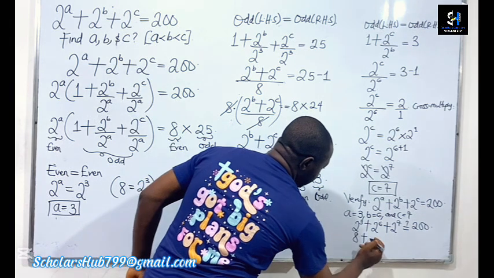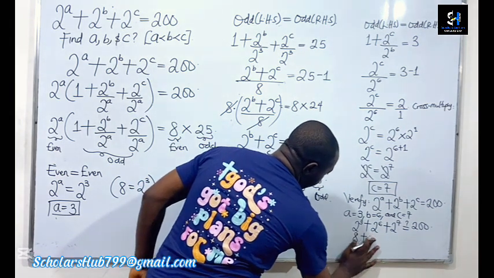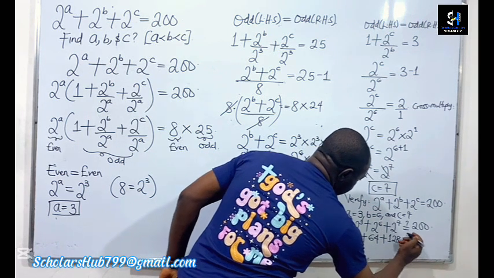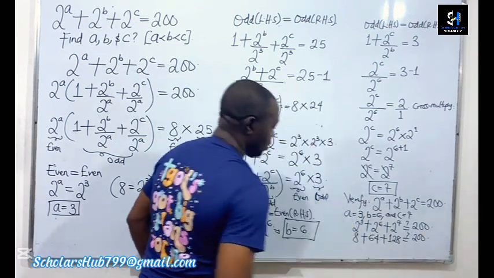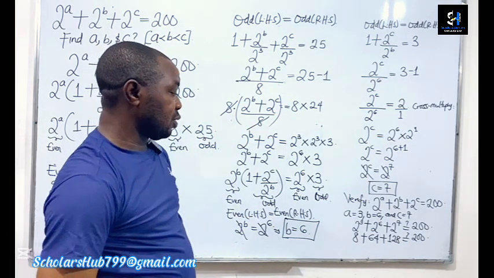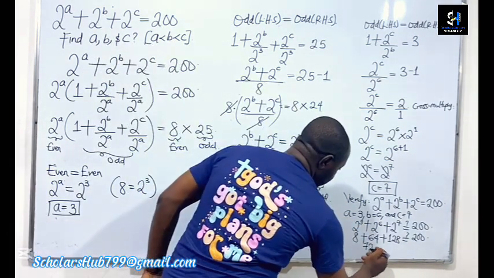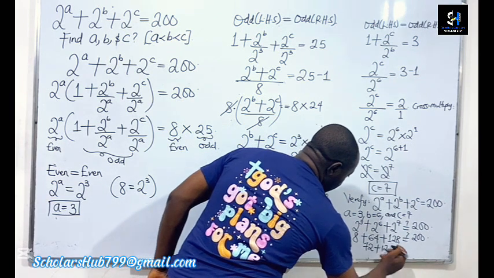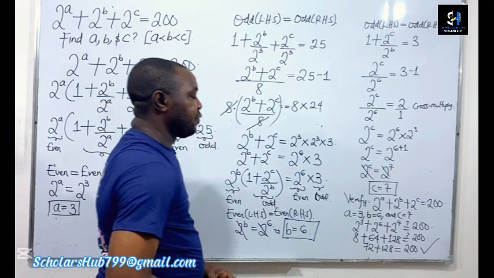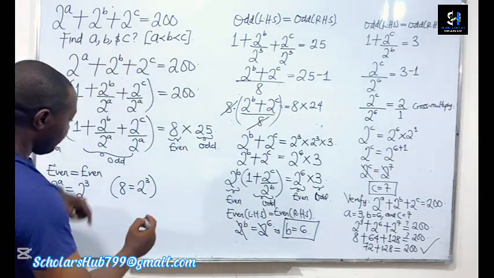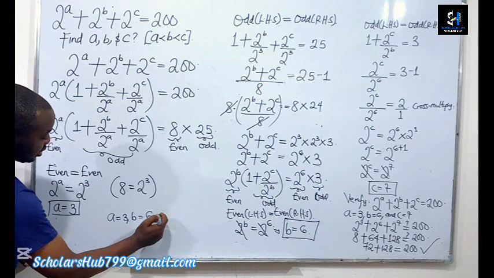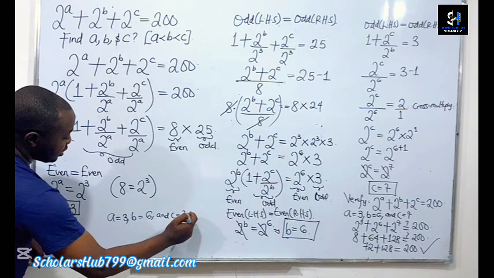2 raised to the power of 3 is 8. This is 64. Then this one will be 128. Is this equals to 200? Okay, so 64 plus 8, that will be 72. 72 plus 128 will be equals to 200. Verified. So just like what we have here, the value of a is 3, the value of b is 6, and the value of c is 7.